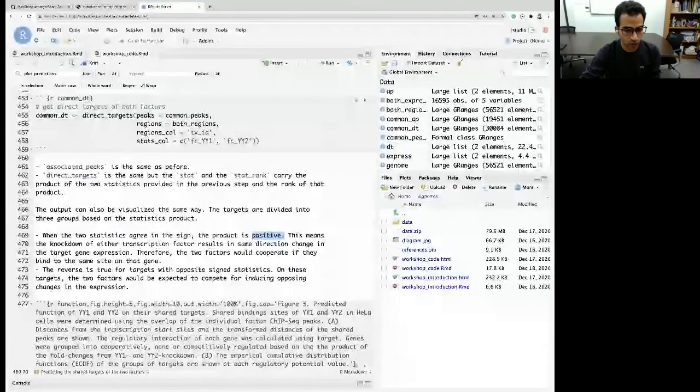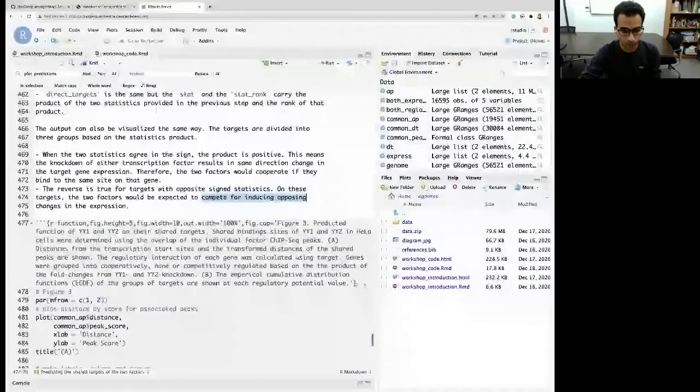And then the reverse would be true. If one factor is positive and one factor is negative, then we will get a negative sign, and we'll take this as two factors competing, inducing opposing effects on the gene expression.